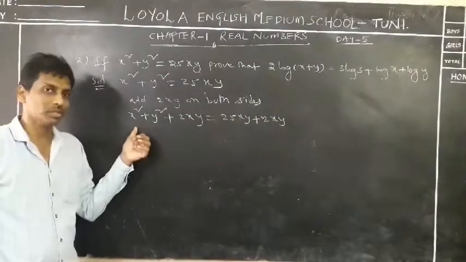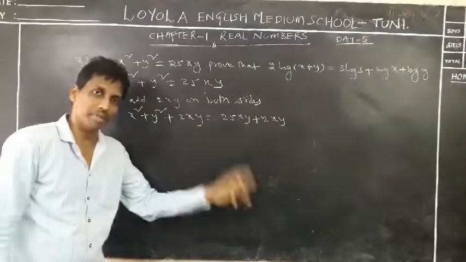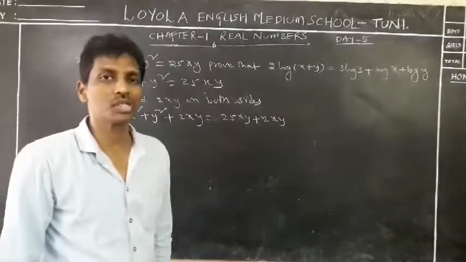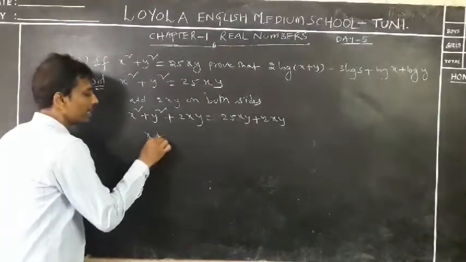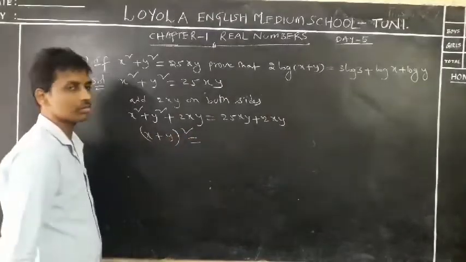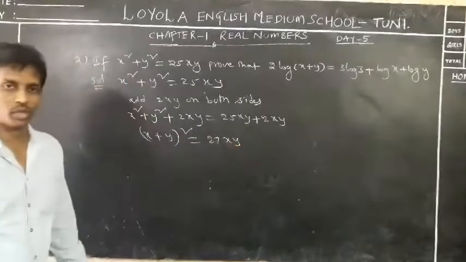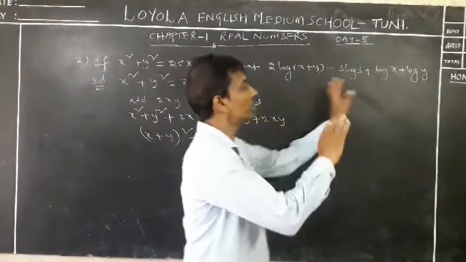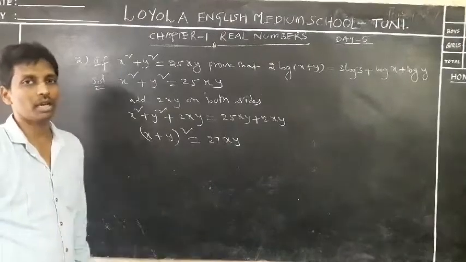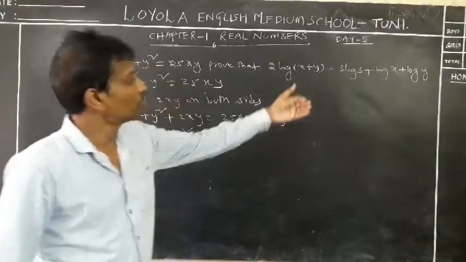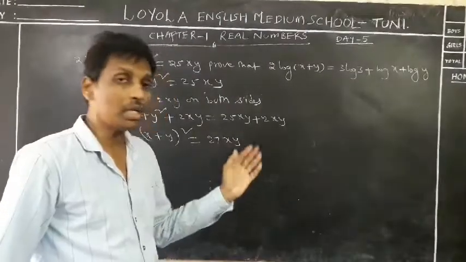If you observe carefully the LHS condition, a square plus b square plus 2ab is nothing but (a plus b) whole square. In terms of a and b, here x and y are present. So may I write (x plus y) whole square is equal to. What is this result? This result is 27xy. So to move towards the conclusion, actually until these three steps we don't have any logarithm. So to go towards the conclusion, we would like to take logarithm on both sides.